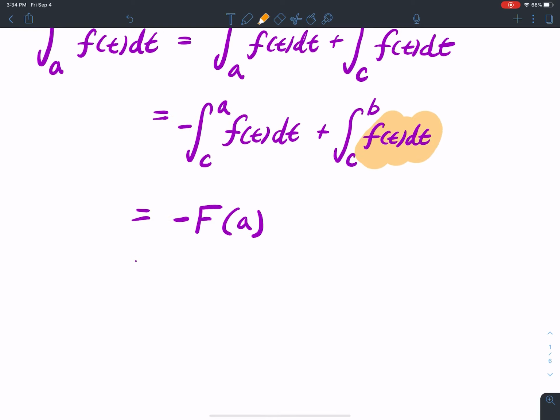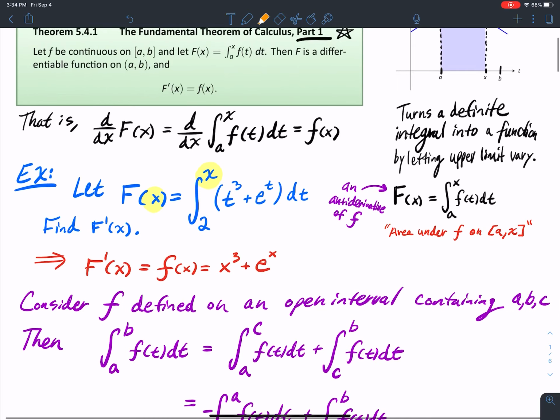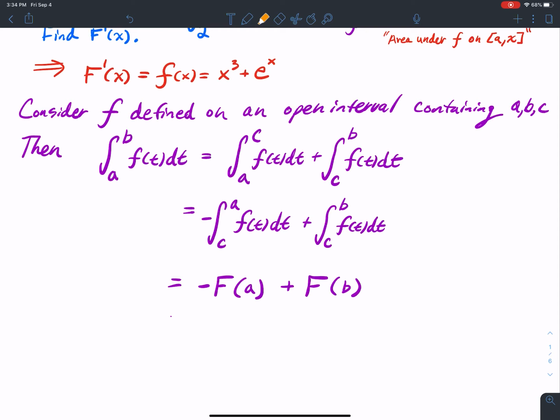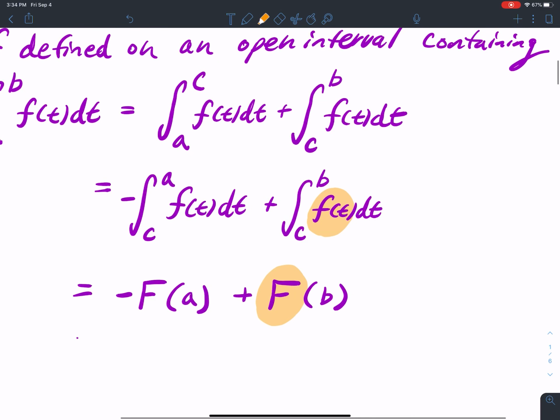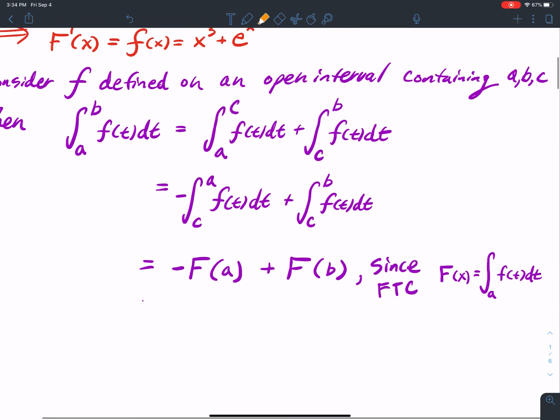What about this next one here? This is equal to plus capital F of, well, what is the upper limit? B. So I plug in capital F of B here, okay, by definition of what we found up here, if we define that to be the antiderivative. So capital F is the antiderivative of the lowercase f, the integrand function. So what does that tell me? That tells me that, see right here, I just explained that, okay?